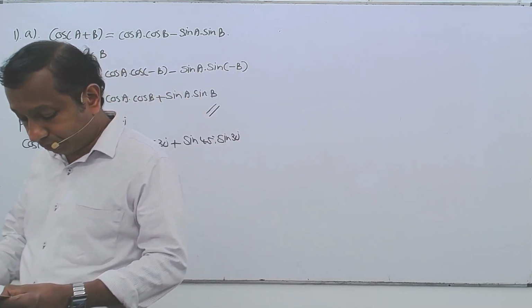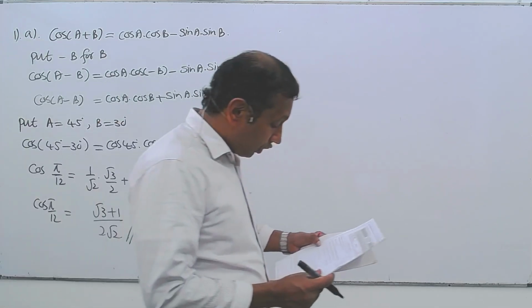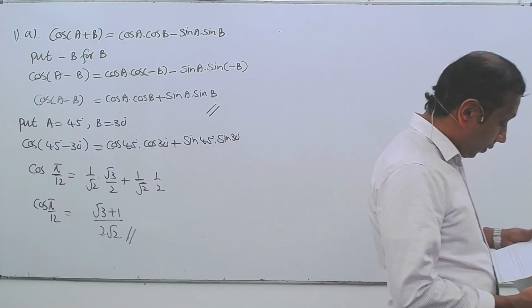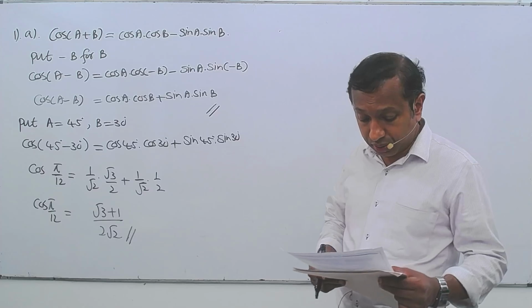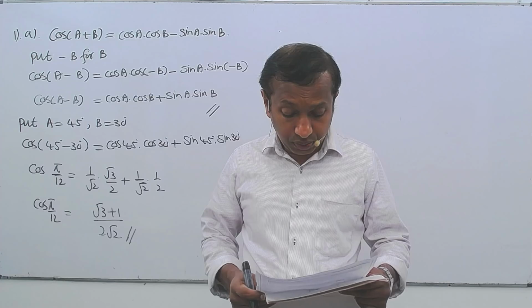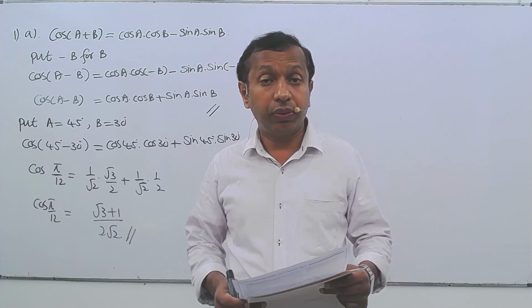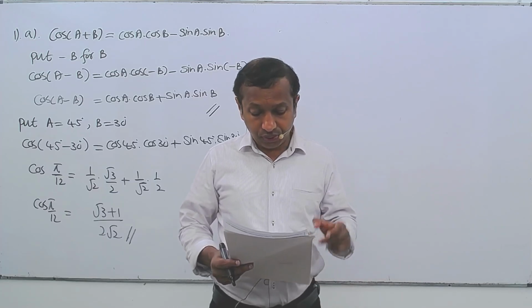Okay, second part asking, in the usual notation, state and prove the sine rule for a triangle ABC. Okay, the sine rule and its proof we have done. So, therefore, I am not going to do that.